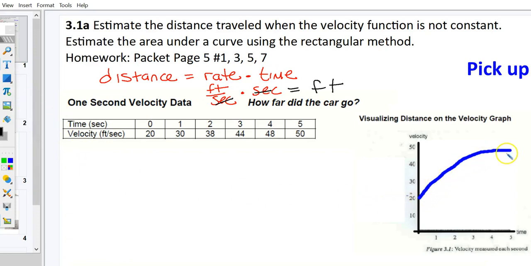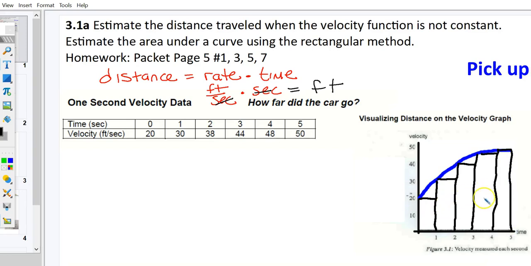So here is the curve for these data points. You can see 0, 20, 130, 338, and let's say from the left-hand side, I go up to my graph, if I draw a rectangle for every 1 second, that's a little curvy there, but you get the idea. So I have 1, 2, 3, 4, 5 rectangles where if I multiply the rate, which is the y value, times the time, which in this case is 1 second, I would get the distance. So we're going to go from 0 to 5 seconds, and we're going to start with a left-hand estimate.